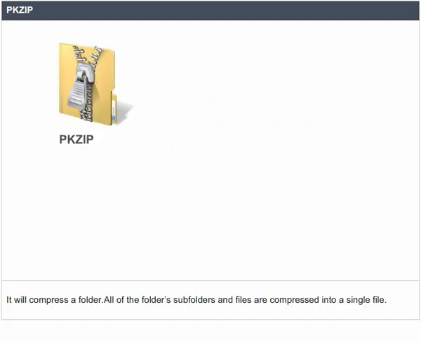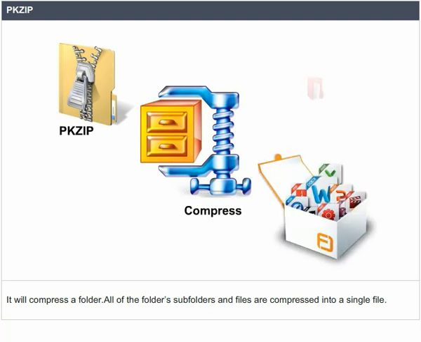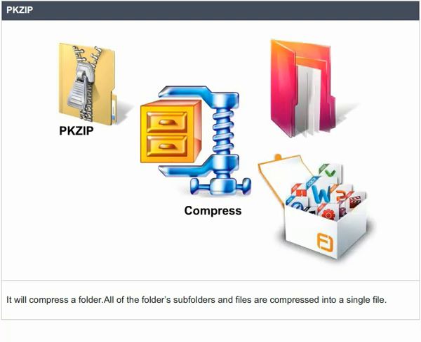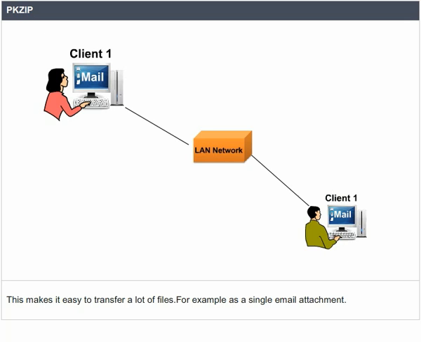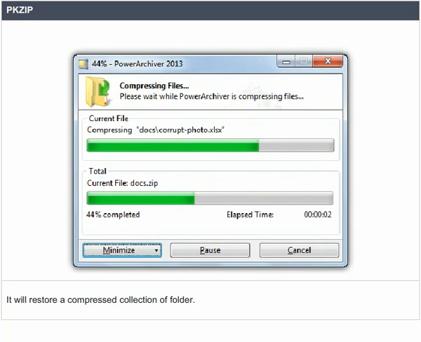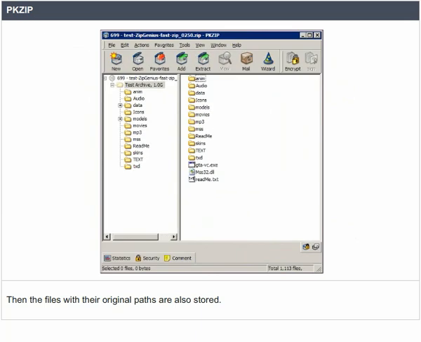It compresses a folder. All of the folders, subfolders, and files are compressed into a single file. This makes it easy to transfer a lot of files in a single email attachment. It will restore a compressed collection of folders. The files with their original paths are also stored.